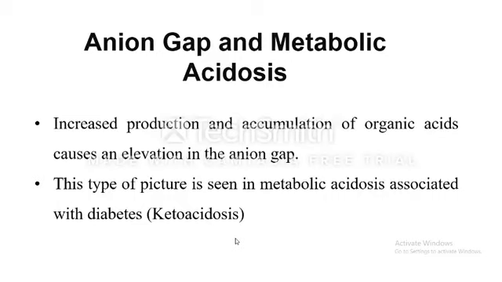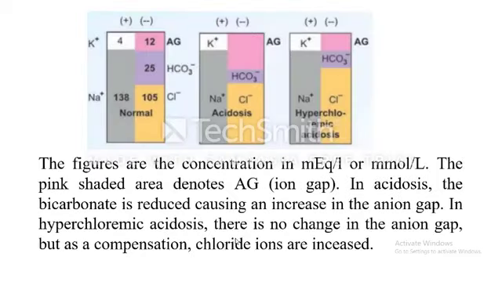Anionic gap and metabolic acidosis, how are they related? Increased production and accumulation of organic acids causes an elevation in anionic gap. This type of picture is seen in metabolic acidosis associated with diabetes. Here you see the pink part is showing the anionic gap. In the case of normal it is 12, while in case of acidosis it becomes high.